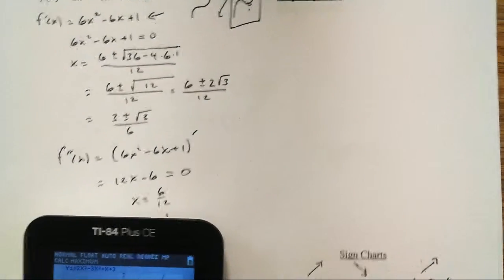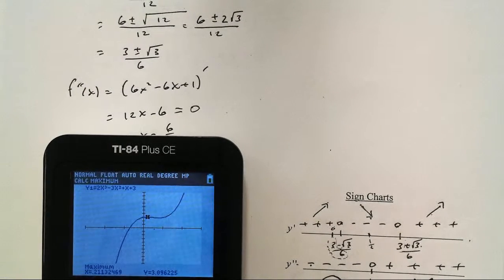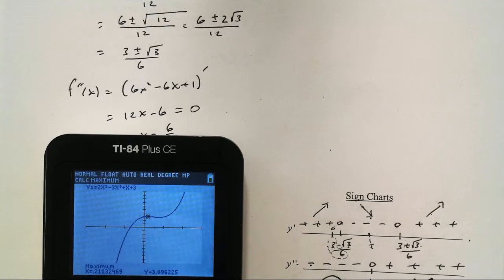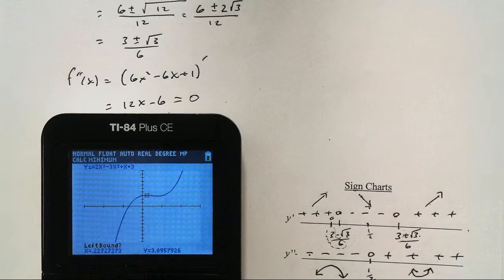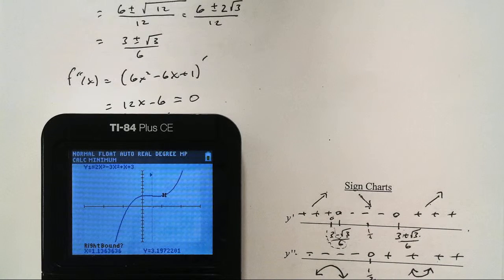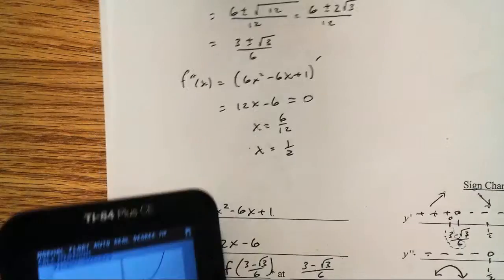And let's see that maximum. I'm just going to jot this down over here to check solutions. Let's see, we have a maximum at 0.2113 and 3.0962. Second calc minimum, we get to the left of the minimum. About here is all I'm comfortable with, over to about there, and we get a minimum value of 0.7887 and 2.9038-ish.